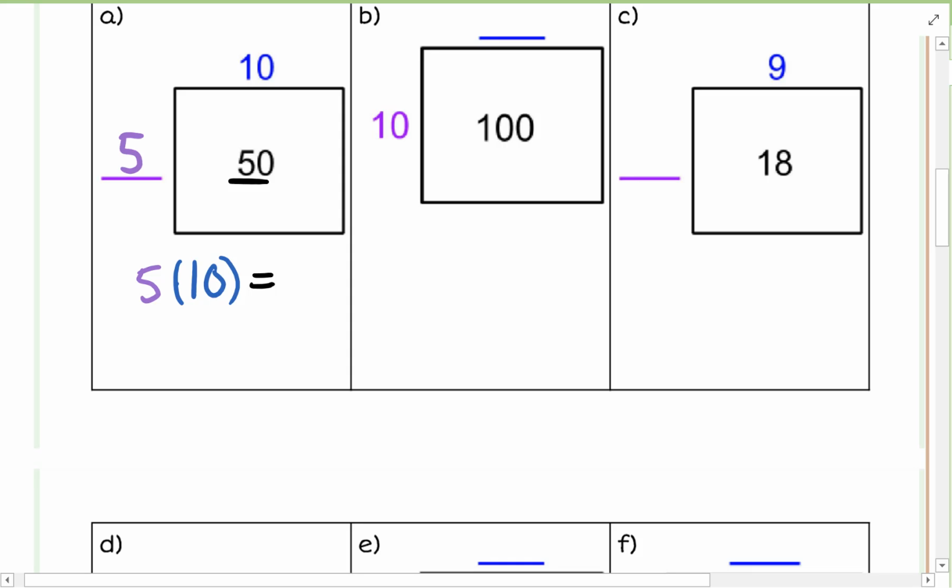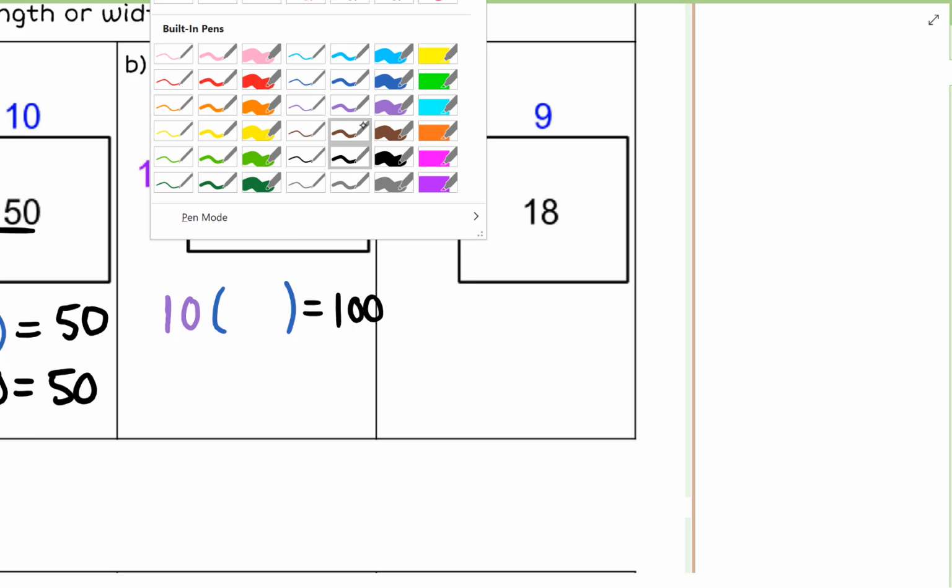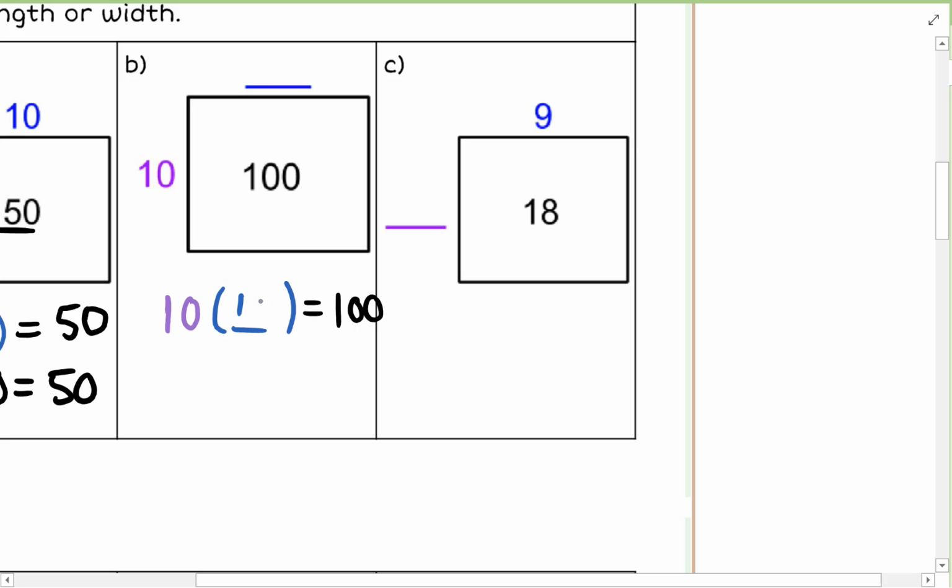5 times 10. Does that equal 50? Yeah, 5 times 10 is 50. So if the length of this rectangle is 10 and the area is 50, then its width is 5. Let's look at this one. The area is 100. Length times width is equal to 100. 10 times what gives me 100? Well, I know that. That is 10. My length is 9, but I don't know my width.